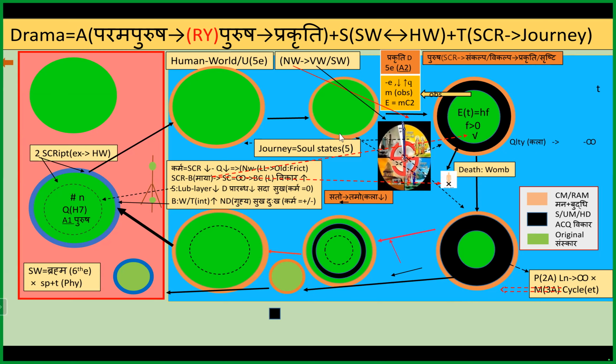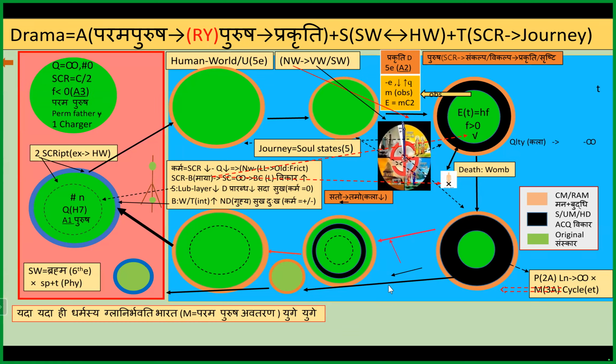So if it is a cycle, this is Sato to Tamo, so we have to go from Tamo to Sato, and how does that happen? There is a Gita shlok: Yada Yada Dharmasya Glani Nirbhavati Bharata Yuge Yuge. Yuge Yuge means it has to happen in every cycle. So it is not a one-time phenomenon. And there is a Param Purush Avtaran. If it has to be a cycle, it is triggered by this Param Purush Avtaran.